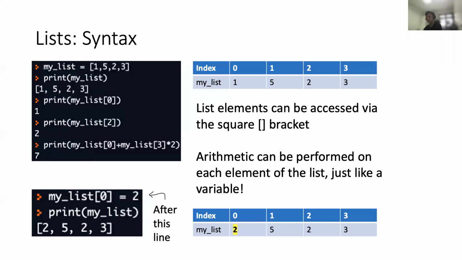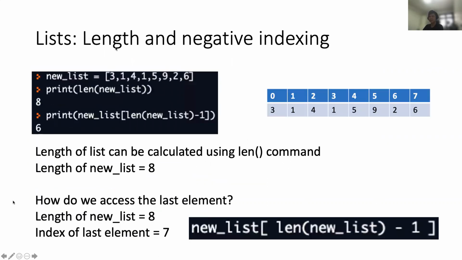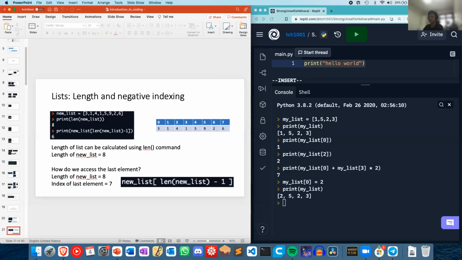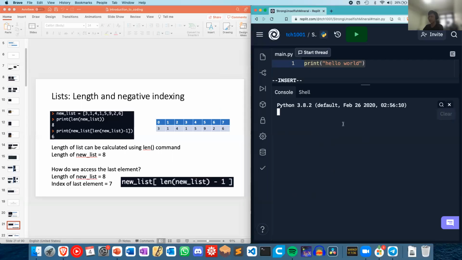If there are any questions, you can just shoot them in the chat, as some of you have done. So let's say I want to access the last element of the list. What's a clever way to do it? Let me just clear the screen over here, and let me define a list called new list. Let's say I give it the elements 3, 1, 4, 1, 5, 9, 2, 6.